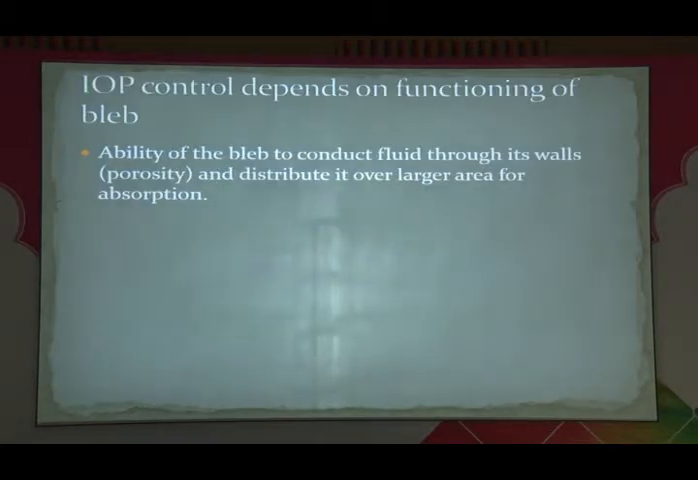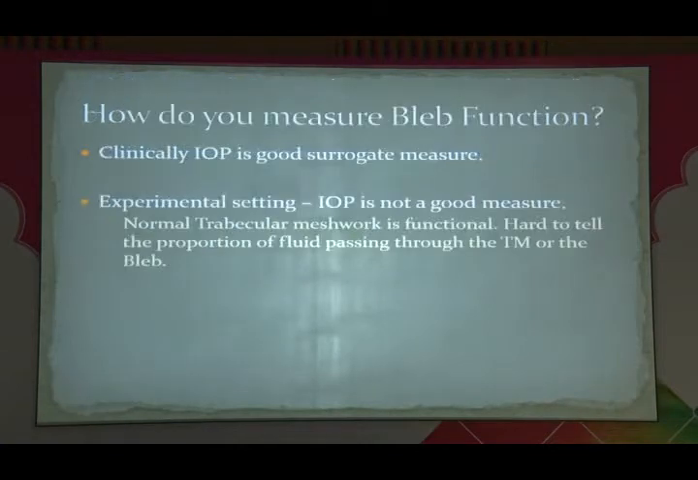Now, we know the IOP control depends on the functioning of the bleb. What does the functioning of the bleb basically mean? It is the ability of the bleb to conduct fluid through its wall, which can also be called the porosity of the bleb, and also to distribute this fluid into the surrounding conjunctiva over a larger area where the fluid can get back into the circulation. The question is, how do we measure the bleb function? Clinically, in human beings, the IOP is a good surrogate measure. So when we say, after trabeculectomy or implant surgery, that the IOP is controlled, we assume the bleb is functioning well, and if it's not controlled, it's not functioning well.